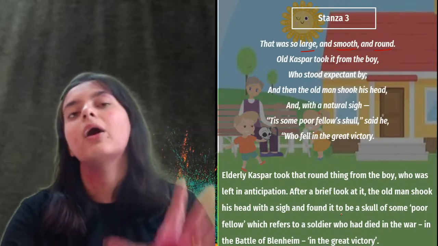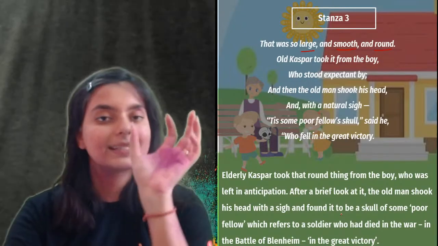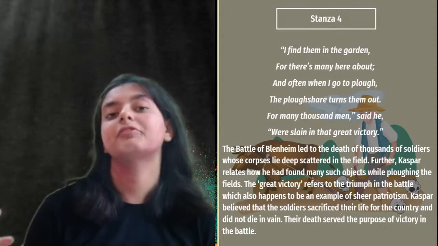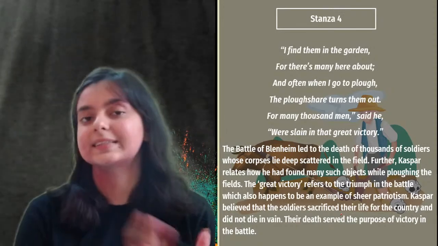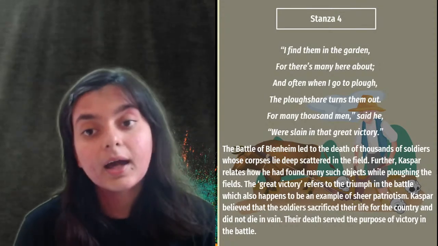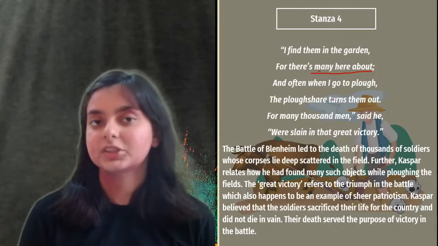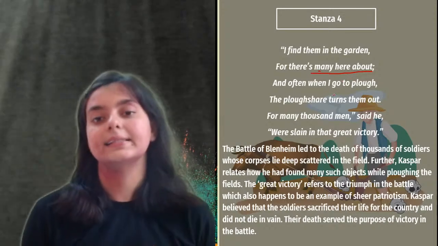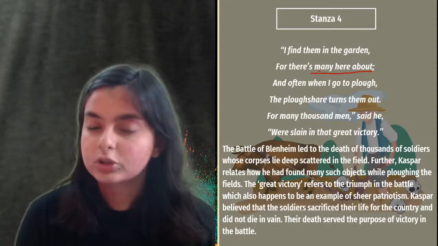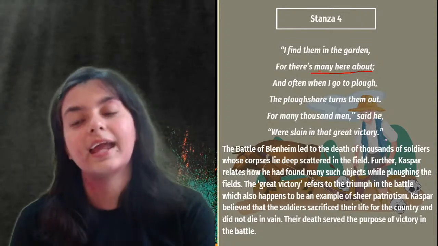So he's talking about the Battle of Blenheim and what happened after Blenheim, because the poem's title is After Blenheim. What is the after effect of such wars? That is basically our concern. I find them in the garden, for there is many here about. Please note, there is not just one skull which is found by that child. There are many such skulls. And often when I go to plough, the ploughshare turns them out. For many thousand men, he says, were slain in that great victory.